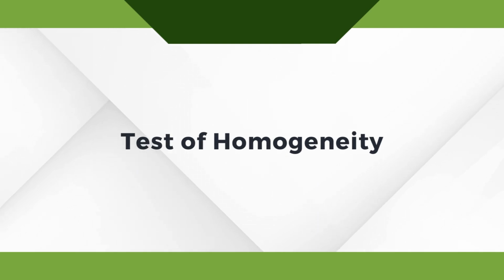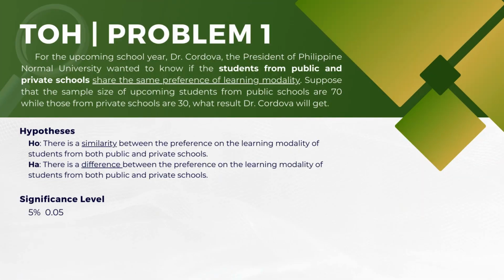Let's determine if two populations come from the same distribution using the chi-square test of homogeneity. Now, for the test of homogeneity, problem number 1. For the upcoming school year, Dr. Cordova, the president of Philippine Normal University, wanted to know if the students from public and private schools share the same preference of learning modality. Suppose that the sample size of upcoming students from the public schools is 70, while those from private schools is 30. What result will Dr. Cordova get?